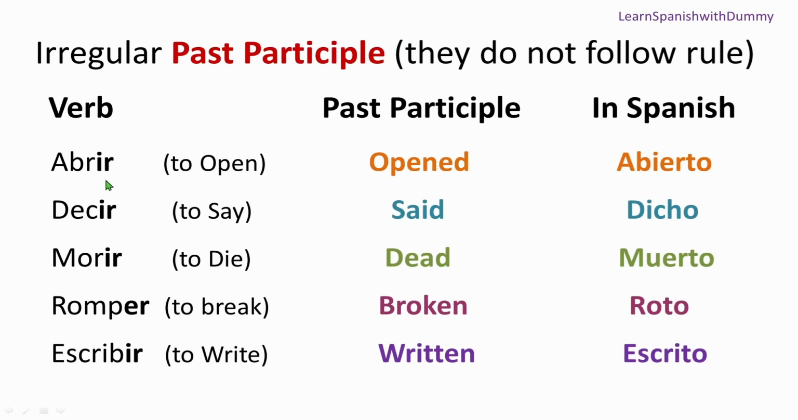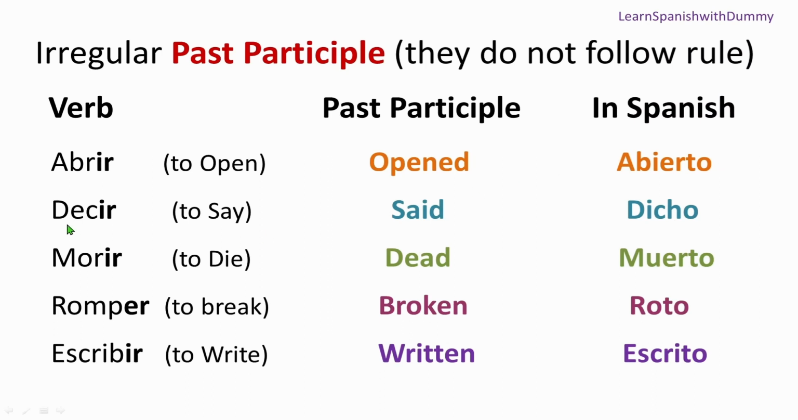First is abrir. Abrir means to open, and we want to make it opened, right? According to the rule for the ir verb, to make it opened, it should be abr replaced with ido, right? Abrido. But no, it is not going to be like that. It's instead abierto. See, there is no ido ending. Abierto means opened. This is something you need to remember.